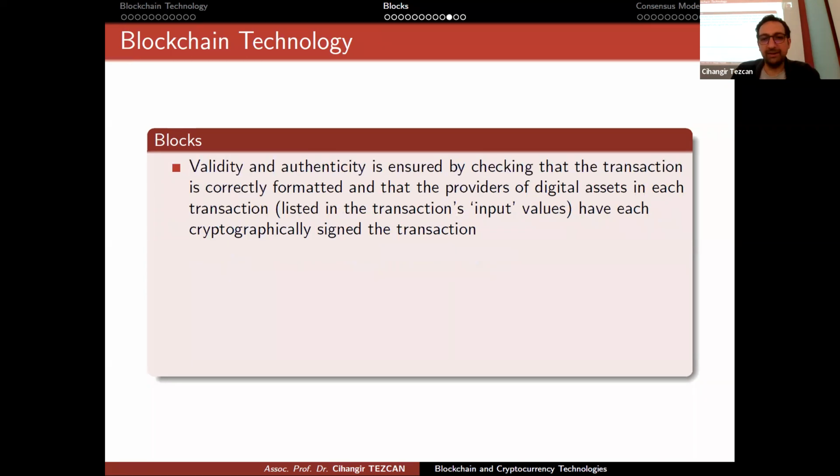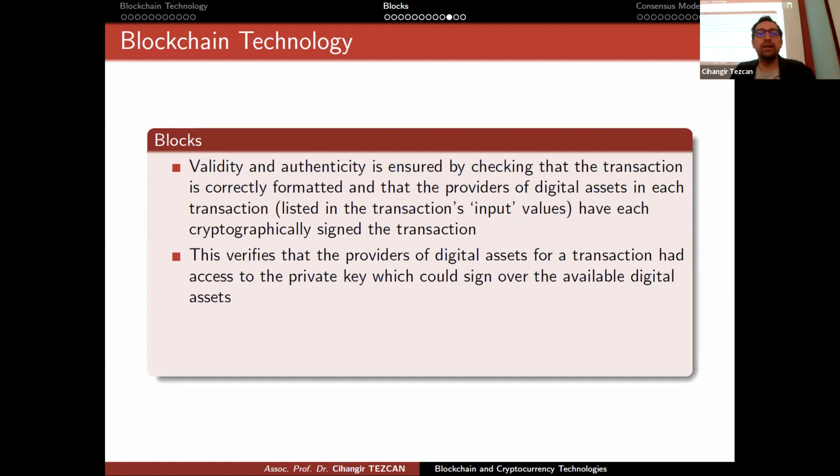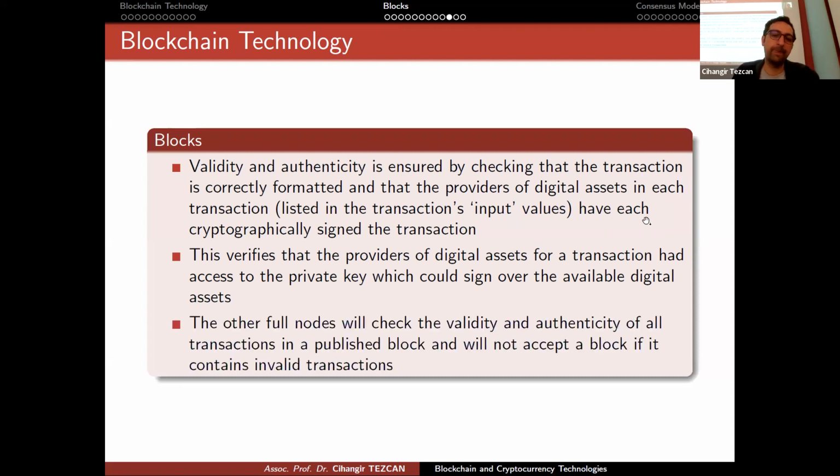Validity and authenticity is ensured by checking that the transaction is correctly formatted and that the providers of digital assets in each transaction listed in transaction input values have each cryptographically signed the transaction. So this is actually what full nodes do. They check if your transaction is valid by checking all of the signatures and so on. This verifies that the providers of digital assets for a transaction had access to the private key which could sign over the available digital assets.